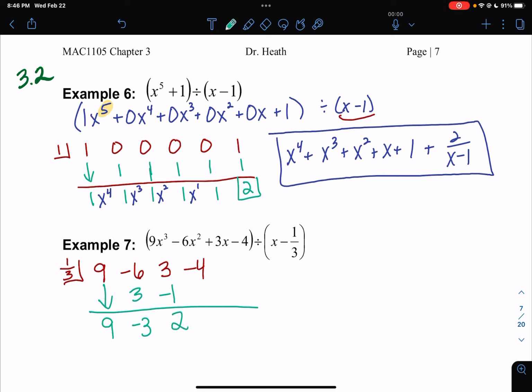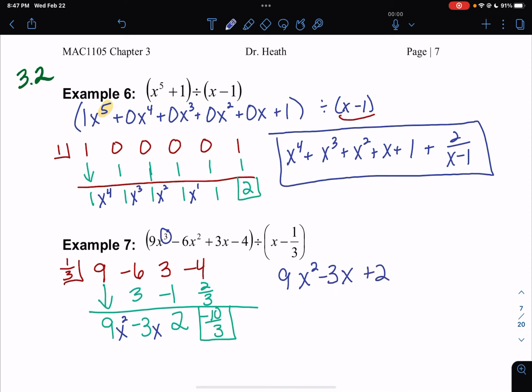2 times 1/3 is 2/3. And then -4 plus 2/3 is -10/3. That last number is always the remainder. Now we're going to write our answer, keeping in mind that our greatest exponent from the beginning was x to the 3rd, so we're going to reduce that power by 1. So we have 9x to the 2nd minus 3x plus 2, writing our answer as 9x to the 2nd minus 3x plus 2, that remainder of 10/3 over what we divided by, x minus 1/3.